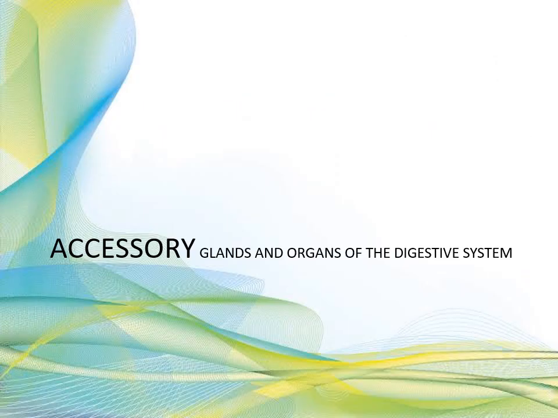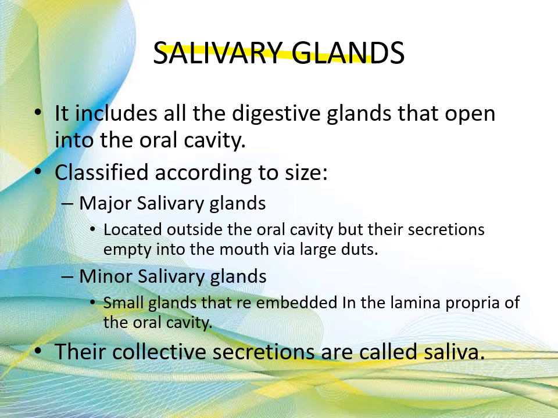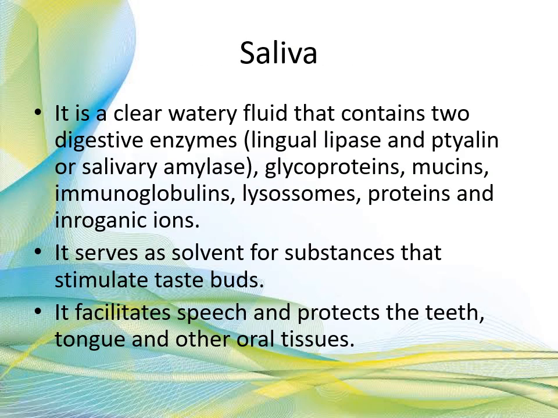So what are the accessory glands and organs of the digestive system? So we have the salivary glands. So we have major and minor. So their collective secretions, anong tawag? We have the saliva. Yung saliva, it is a clear watery fluid that contains 2 digestive enzymes.